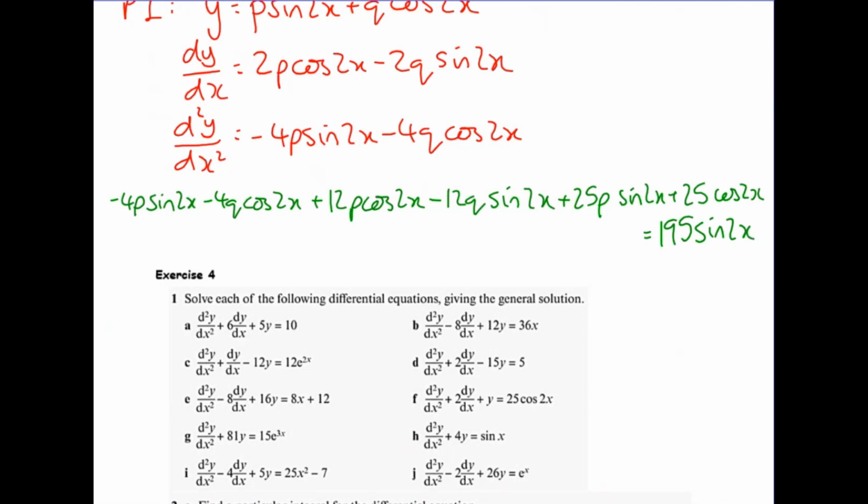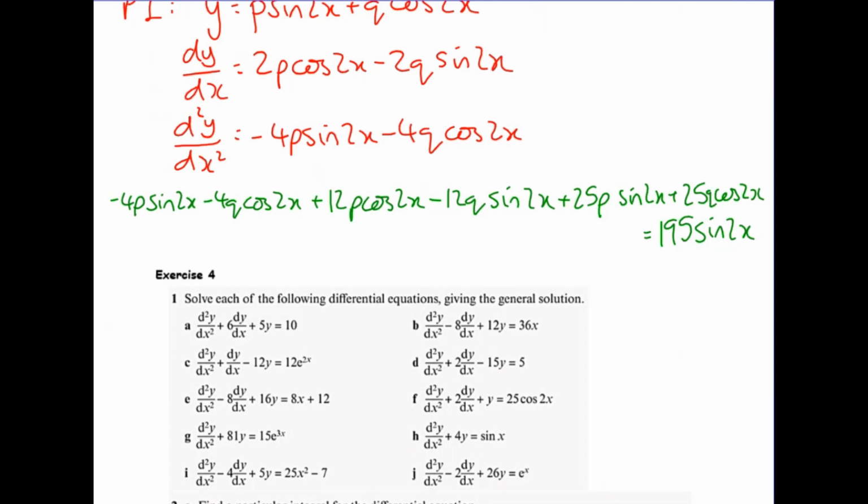And you've got to be really careful. It's really easy to make mistakes on this. I'm sorry for the mistake. So I'm hoping all of my terms cancel out, and they should do. Sorry, they might not cancel out. Your values of p and q might just work out. I've missed a q off that. That should be 25q cos 2x.